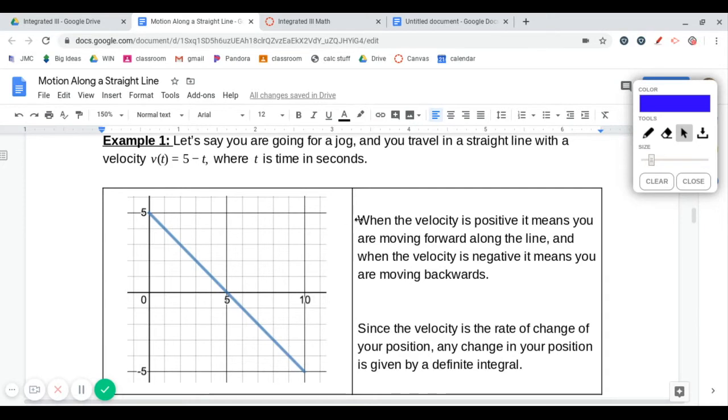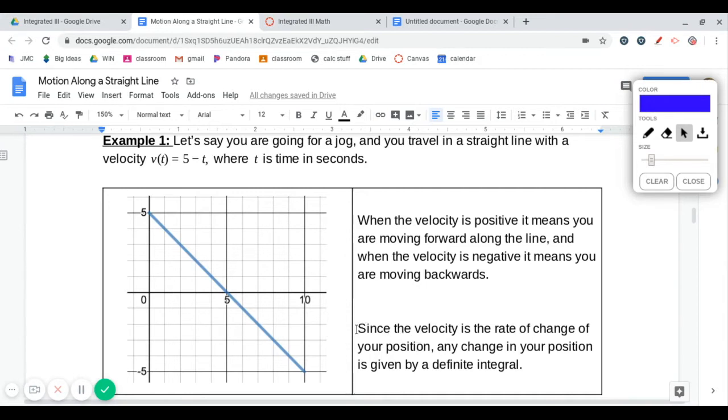So I have some text here. When the velocity is positive, it means we're moving forward along the line. And when the velocity is negative, it means we're moving backwards. Which means, at this point, time equals 5 seconds, we hit the x-axis, which means we're switching from moving in the forward direction to the backwards direction. So whenever we cross this x-axis, that's when we turn around. That's when we switch directions. And that's true for any velocity graph. So that's what these x-intercepts mean.